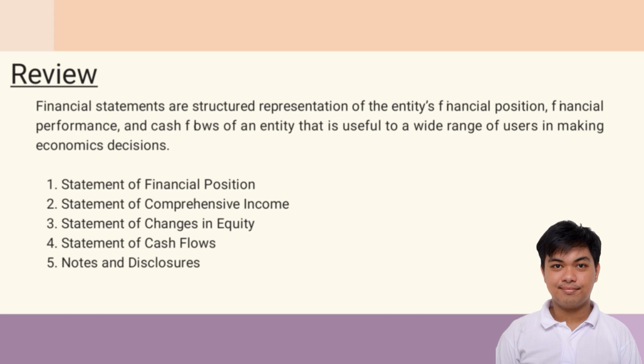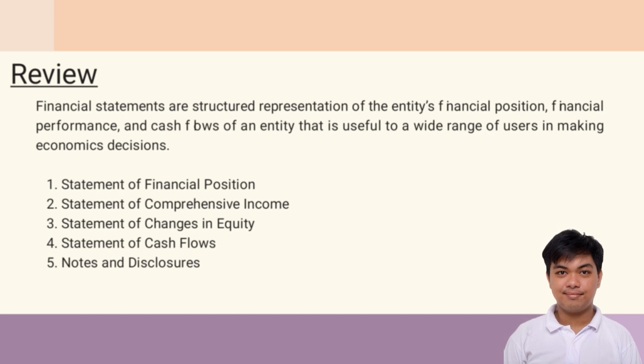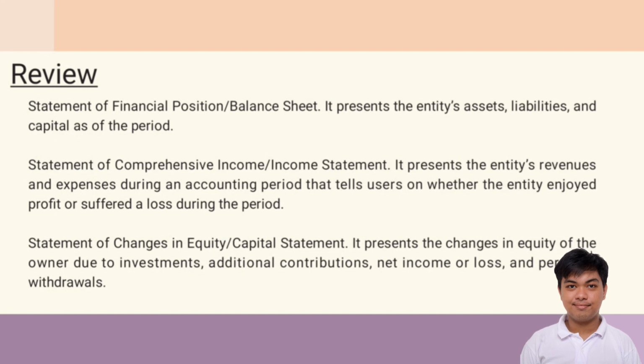Financial statements are structured representation of the entity's financial position, financial performance, and cash flows of an entity that is useful to a wide range of users in making economic decisions. There are five types: a statement of financial position, a statement of comprehensive income, a statement of changes in equity, a statement of cash flows, and notes and disclosures. So the first four of the following financial statements, you are already familiar with those. So as a review, I will define the following.